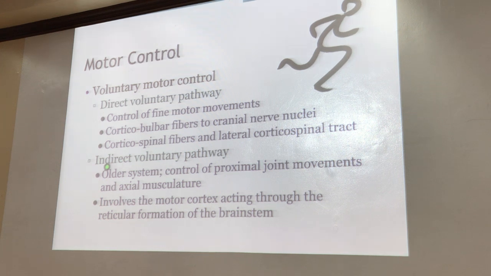Pag indirect kasi, usually it involves an older system, and it's the one that controls the proximal joint movements and axial musculature. Kasi the one in the center, the one for positioning, that you're not consciously controlling. So this could be the indirect voluntary pathway. So this one would be involving the reticular formation of the brainstem.